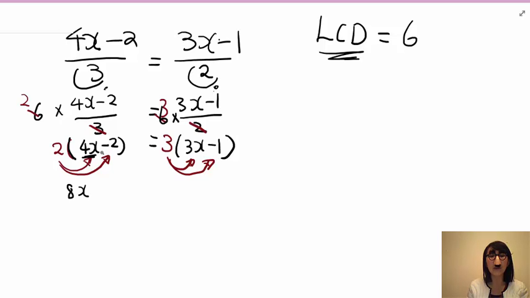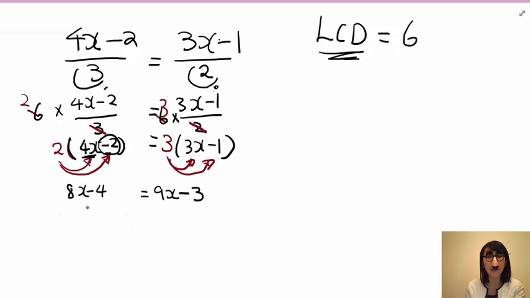Then positive 2 multiply negative 2 here, we get negative 4. So don't forget here, that's the negative 2. Then 3 multiply 3x on the right hand side, we get 9x. Then 3 multiply negative 1, so we get negative 3. So now we see x separated on both sides of the equation.